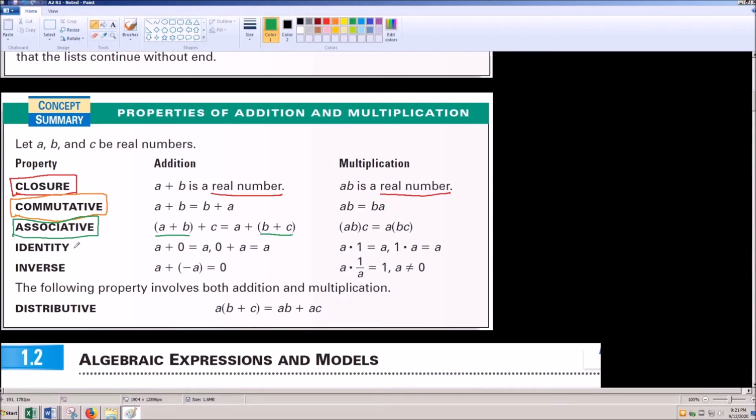My identity here is basically just saying this thing is itself if I do this thing to it. So if I add 0, I'm just my original number. So 10 plus 0, still just 10. If I wanted the same for multiplication, I'm just saying multiply by 1. Any number times 1 is just the original number.